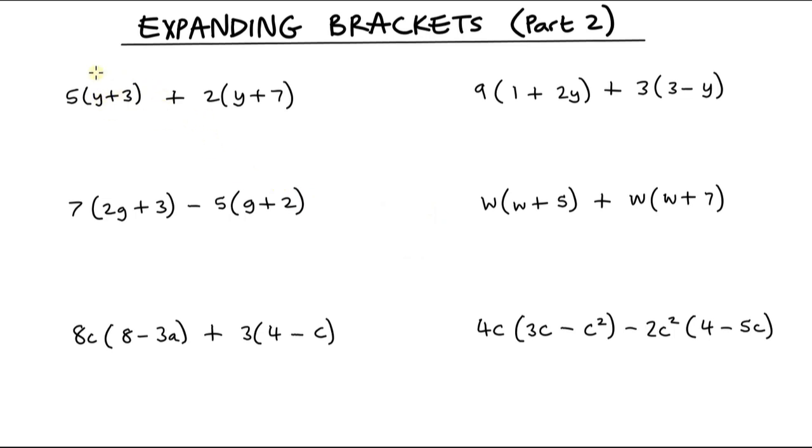So question number 1, if we start with the first bracket, we're going to do 5 multiplied by y, which is 5y. And then 5 multiplied by positive 3, that's positive 15. And now let's look at the second bracket. 2 times y, that's going to be plus 2y. And then 2 times positive 7, 2 times 7 is 14.